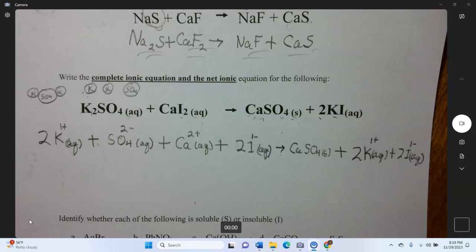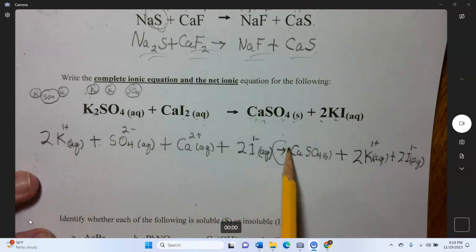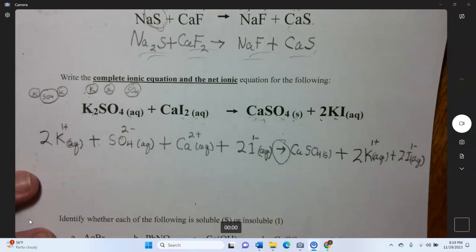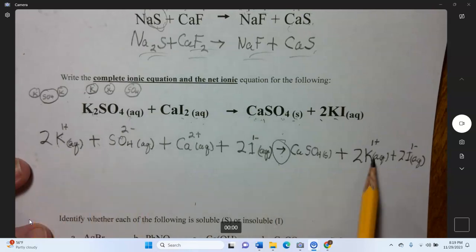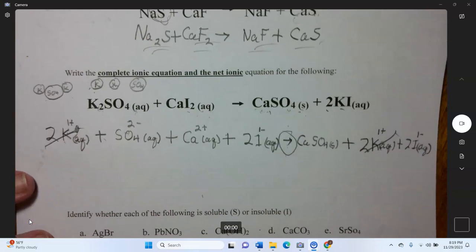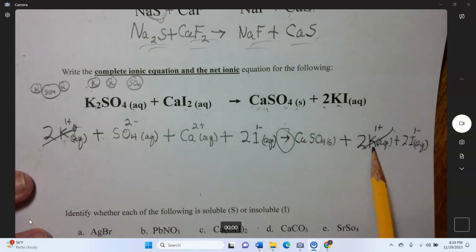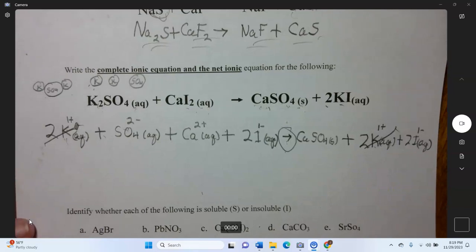Now you write the net ionic equation. So you cancel out anything that appears on both sides of the arrow. I like to circle the arrow, to be clear where that arrow is. So you have 2K on this side and 2K on this side, so they cancel. Those are called spectator ions because they dissolve into 2K at the beginning. They stay as 2K at the end, so they didn't do anything. They just sat there and watched the reaction take place. Spectator ions. Okay, here we have 2I right here and 2I over here.